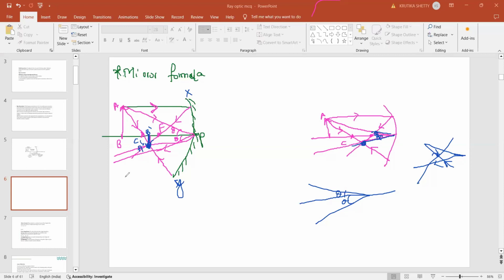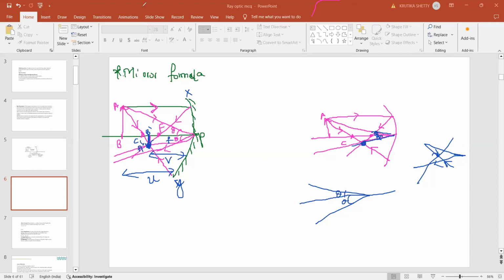And AB is the object. We measure from the pole. This is called the object distance U. And where the image is formed, that is called the image distance V. And the distance between the pole and the focus is called the focal length.